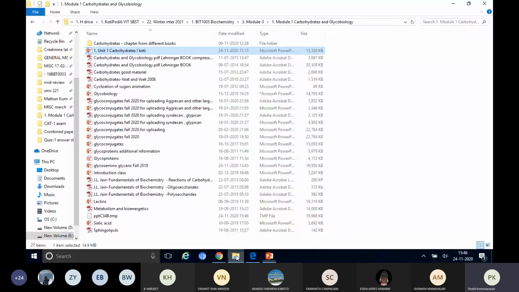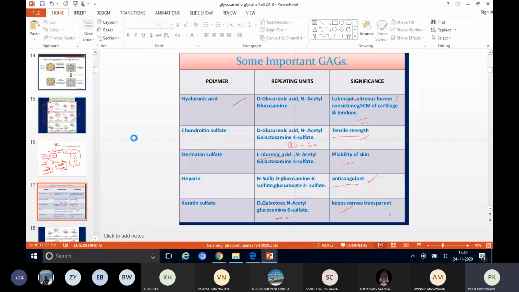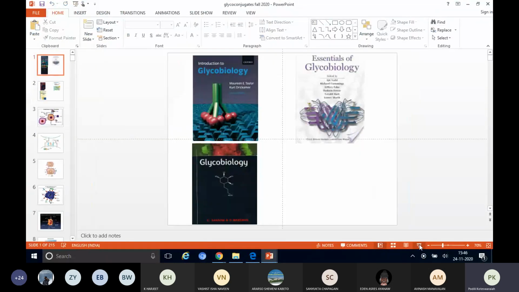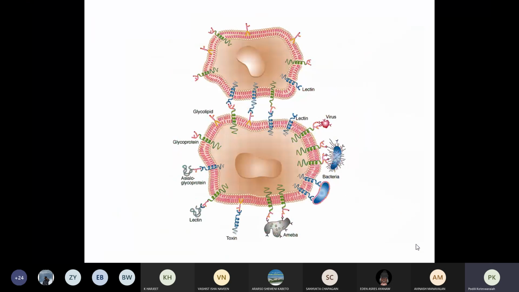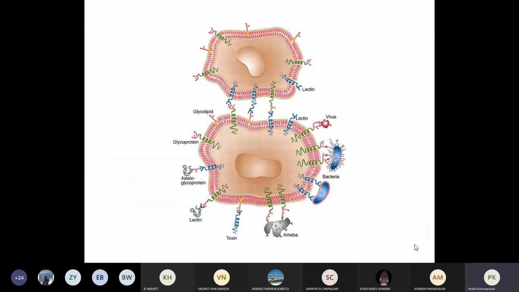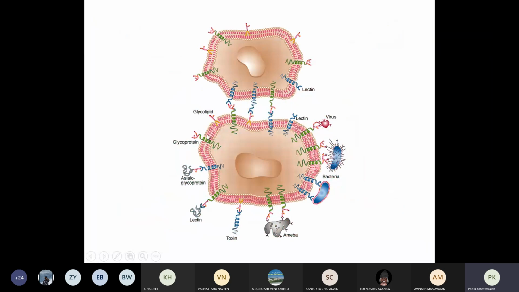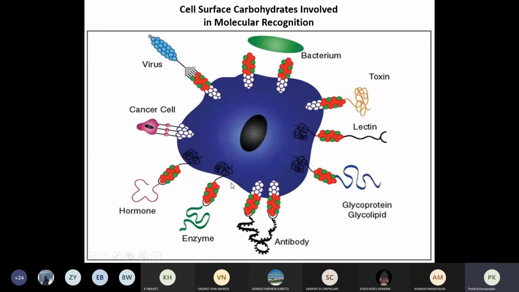So coming to the proteoglycans, before understanding the proteoglycans, let us understand what glycoconjugates are. We have already said in the last class that glycans are the carbohydrate chains present on the cell surface that have various functions. What we are seeing here are the glycan chains. They are involved in cell-cell interaction, cell-cell recognition, cell-cell adhesion, and so on.